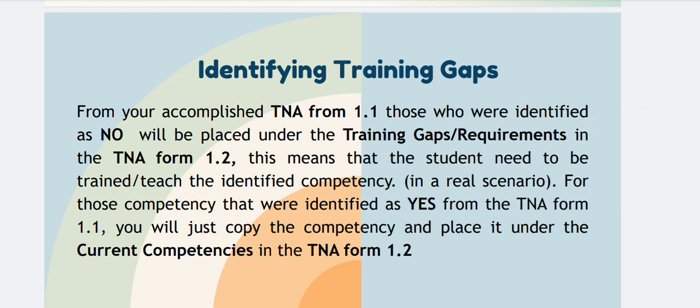Identifying training gaps. From my accomplished TNA Form 1.1, those competencies identified as no will be placed under the training gaps or requirements in the TNA Form 1.2. This means that the students need to be trained or taught to identify their competency in a real scenario. For those competencies identified as yes from the TNA Form 1.1, you will just copy the competency and place it under the current competencies in the TNA Form 1.2.